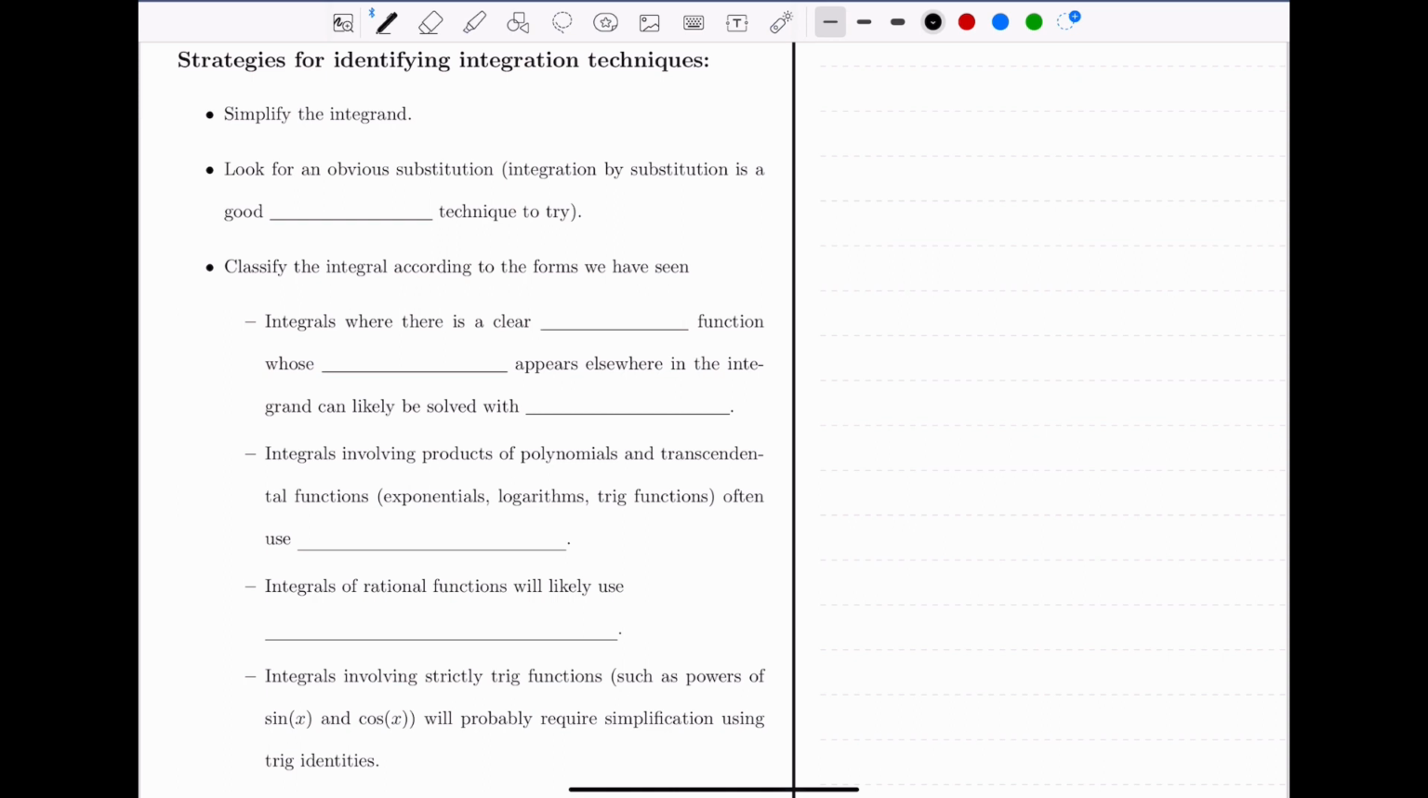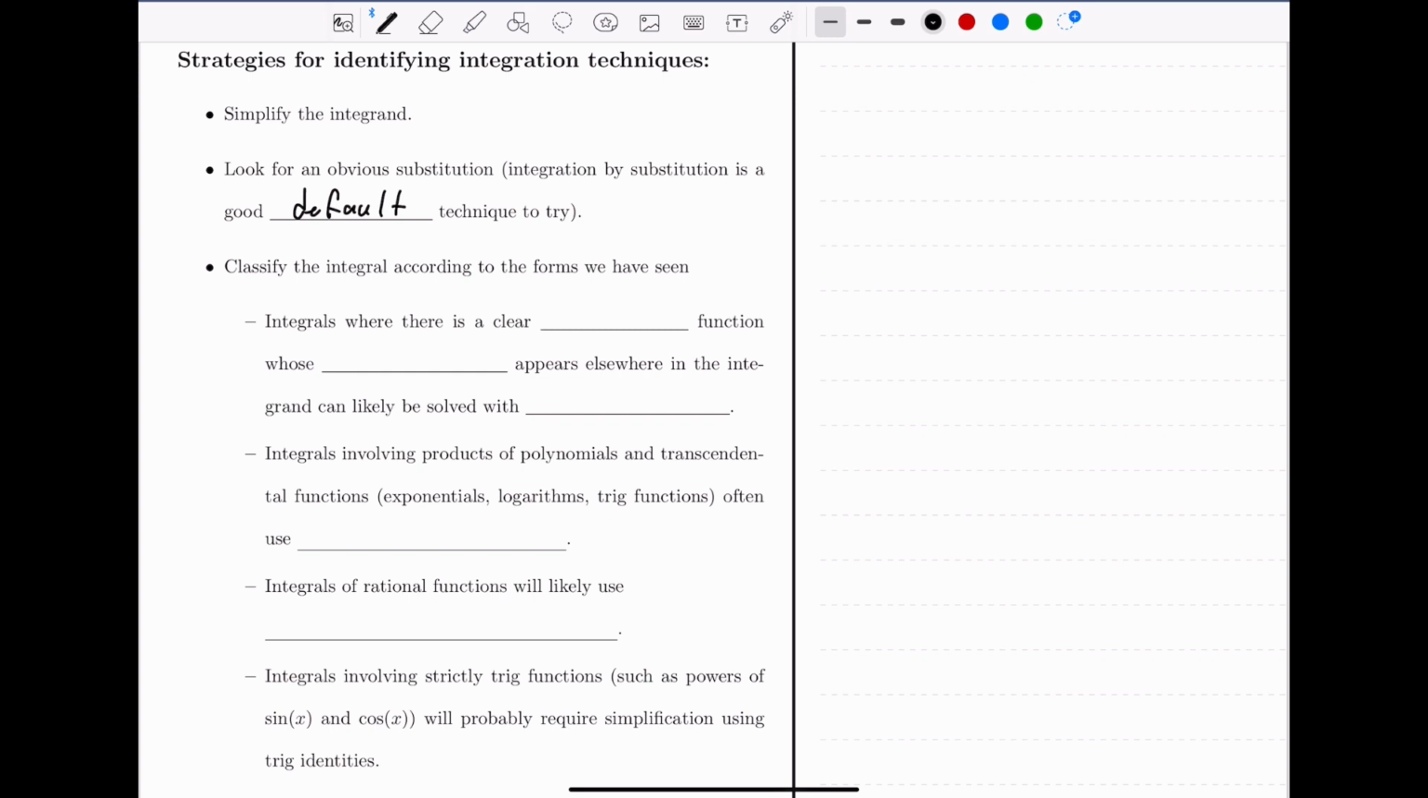So we can imagine that we've got some integral and we're trying to figure out what technique to use. The first step would be to simplify the integrand. If we see a way to simplify, we want to do that. The next step is to look and see if we can find an obvious substitution. Integration by substitution is a good default technique. It's the most common technique. It's the most important technique. Many problems that use other techniques will also include a u substitution, so we want to check first to see if we can just do substitution.